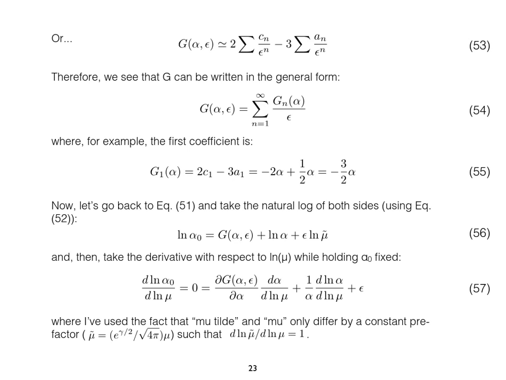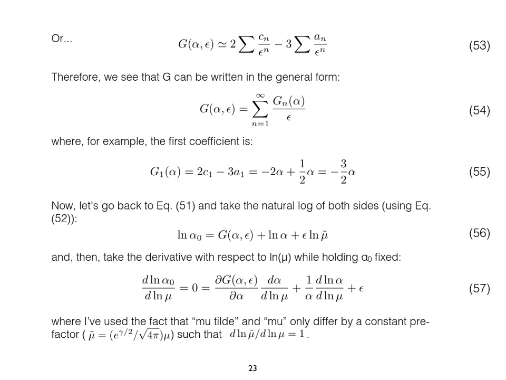Okay? And so what we see is that G, we can actually write as an expansion in the poles with some coefficients, and those coefficients depend on alpha. Okay, so I'm making a change from a function that depends on alpha and epsilon to a function that just depends on alpha.